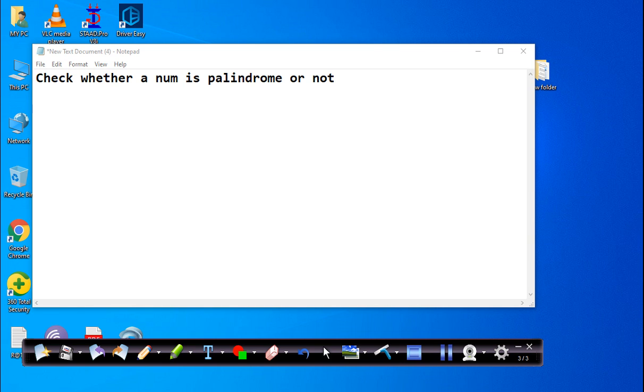So the question is to check whether a number is a palindrome or not. Let us go to the solution. A number is said to be a palindrome if the number is equal to the reverse of the number. So we basically need two operators. It is the modulo operator, which gives you the remainder, and the second one is the floor operator, which gives you the quotient.